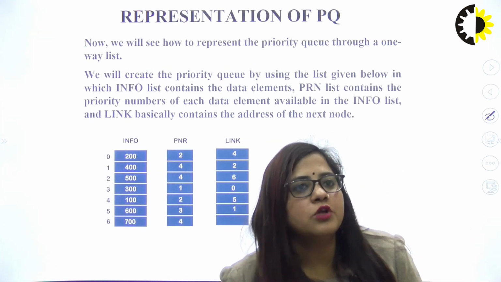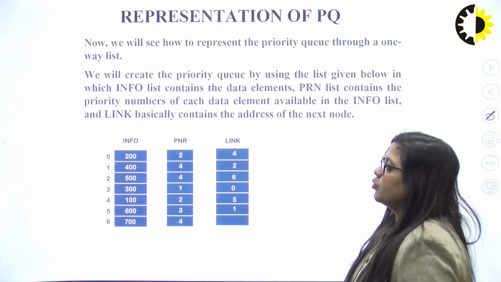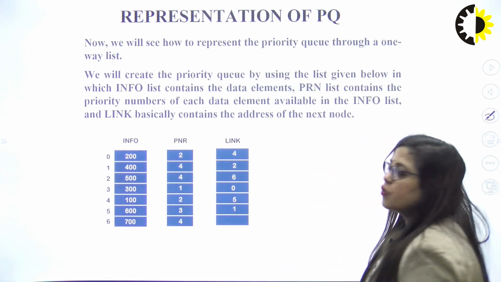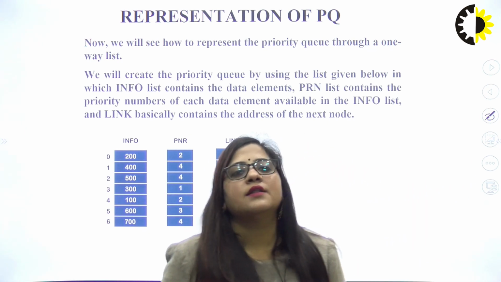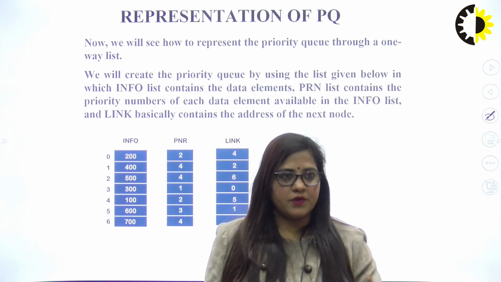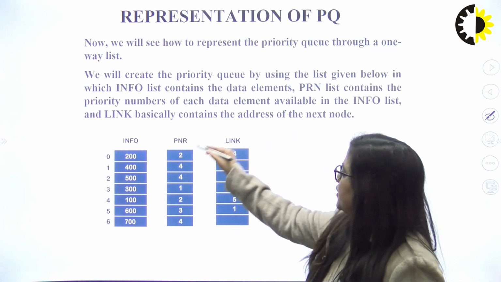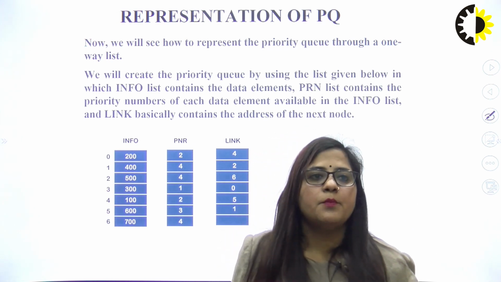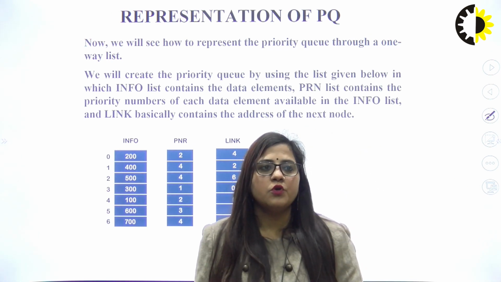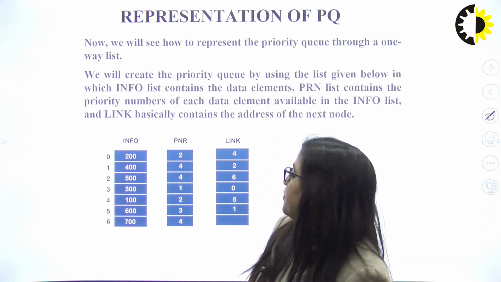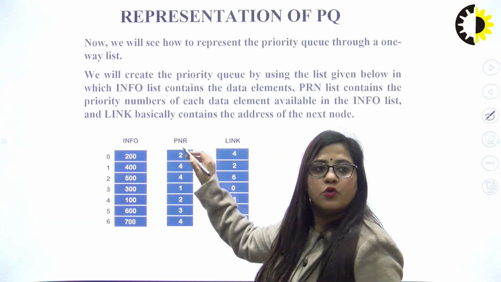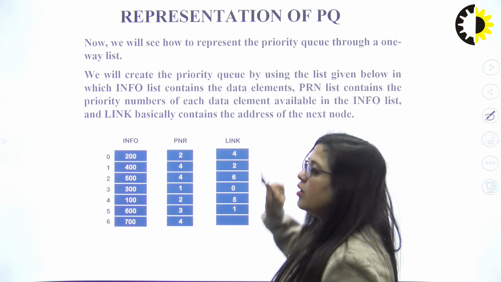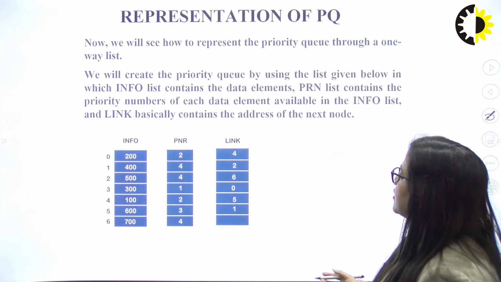So now I tell you the representation of priority queue. Now, how to represent a priority queue according to a linked list. So now we will see how to represent the priority queue through a one way list. First is the information, second one is the priority, and third one is the link. We will create a priority queue by using a list, where info contains the information. The second part is for the priority numbers, and the third is called a link. Let's suppose we take an example here.